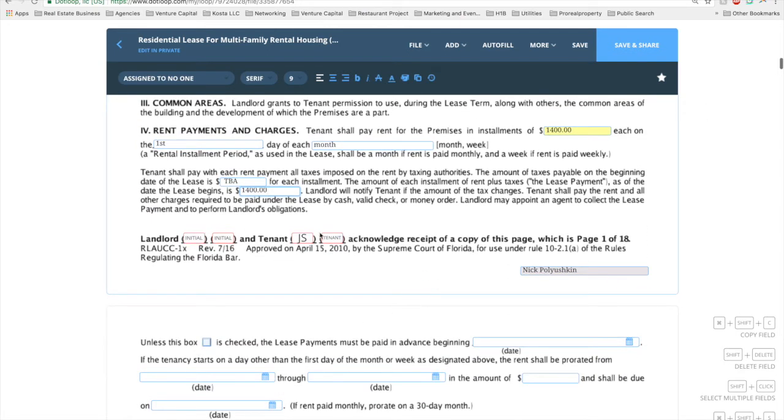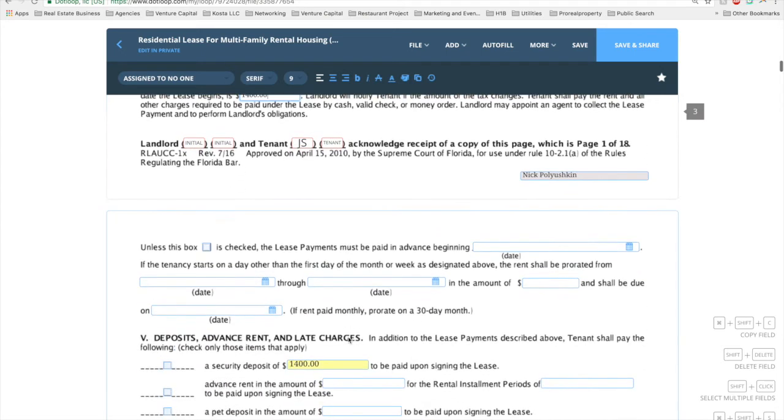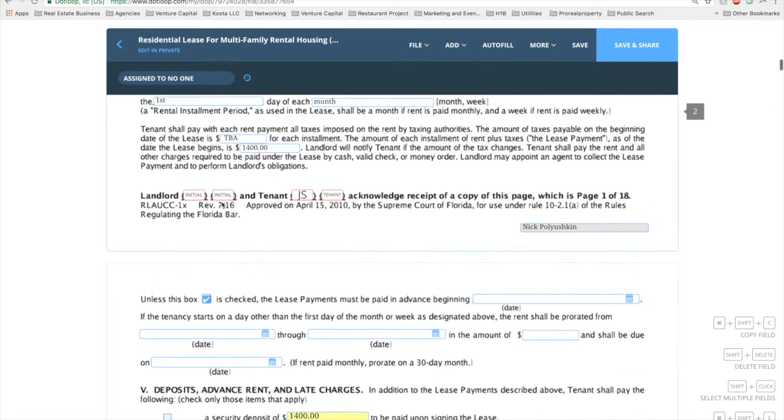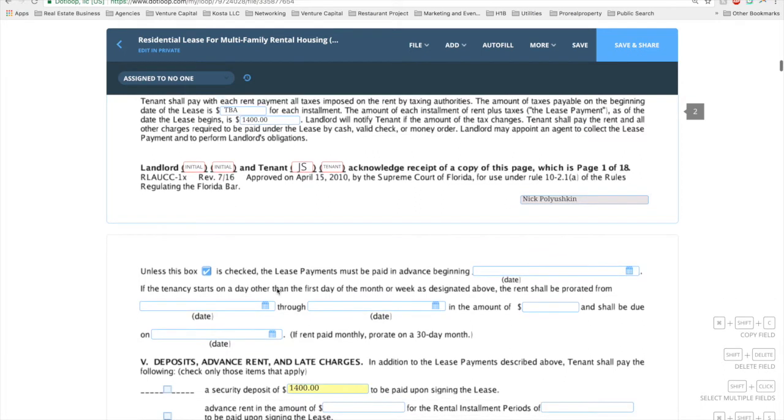First page, initials from the tenant and from the landlord when the agreement will be completed. In order for it to be executed and signed, it has to be initialed on every page as well. Unless this box is checked, the lease payments must be paid in advance beginning. So we check this box because we will be paying monthly, and there is no advanced payments.